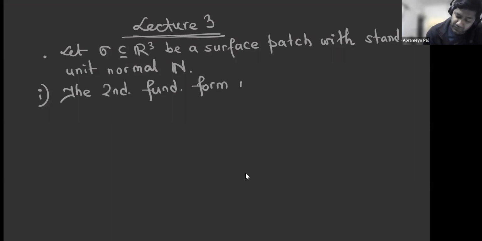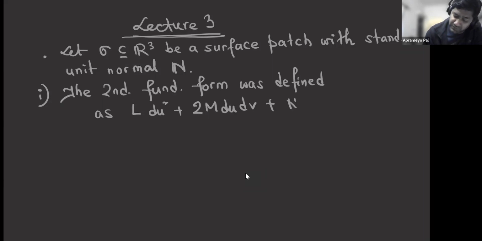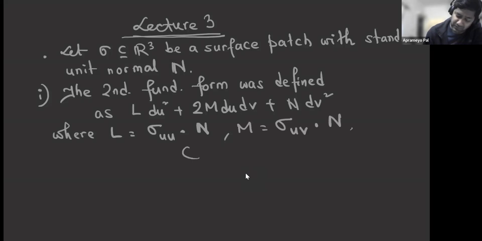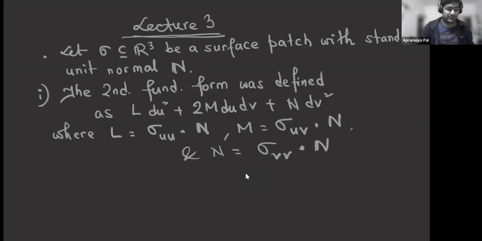The second fundamental form was defined as L du square plus 2m du dv plus n dv square, where L is given by sigma uu dot n, m was given by sigma uv dot n, and n was given by sigma vv dot n. Okay, this was the first definition.